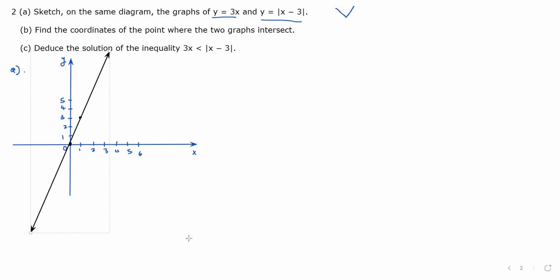And for the graph y equals modulus of x minus 3, when x is 3, y is 0. When x is 4, y is 1. So it passes through these points. Since it is perfectly symmetrical, it passes through these points as well. Then the modulus function will have a graph like this.